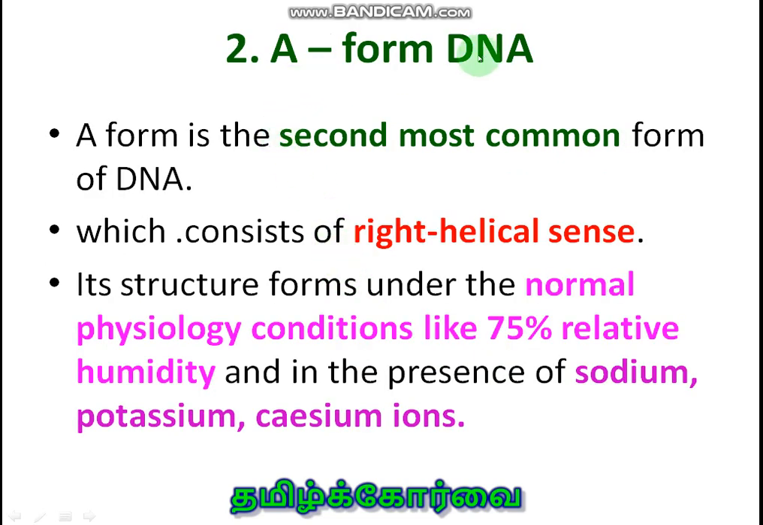And A form. Actually, the A form can be formed from the B form by chemical treatment. Under conditions like 75% relative humidity and the presence of sodium, potassium, cesium, at that time the DNA is in the A form, and this is the second most common form. This is also having a right-handed helical structure.